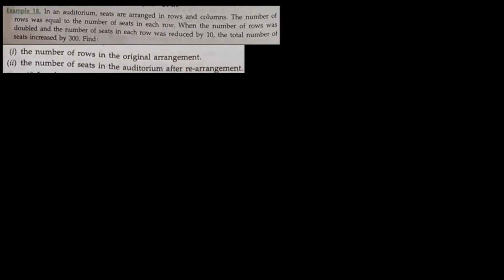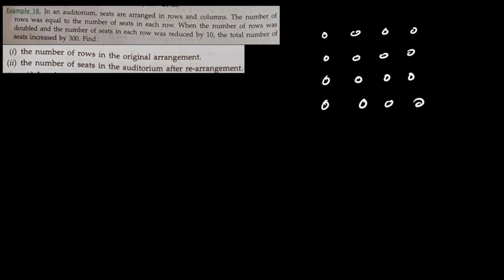Let's do the next question now. Next is question number 18. What is given to us? In an auditorium, seats are arranged in rows and columns, like how you stand in assembly. Something is arranged in horizontal rows and vertical columns like this. While you stand for prayer in morning assembly, the same concept you can relate here also.